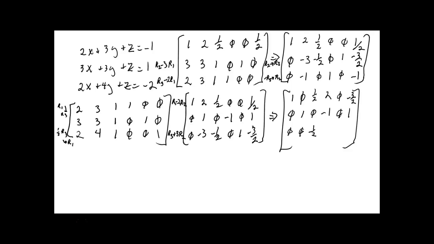I don't think so. Three times row 2. What would that be? Negative 3. You see it? Okay, next. One. Next.